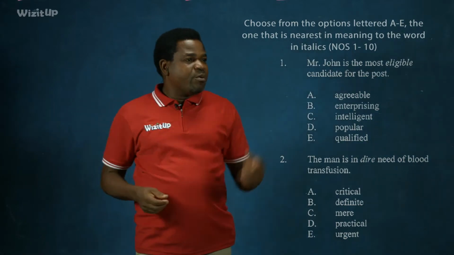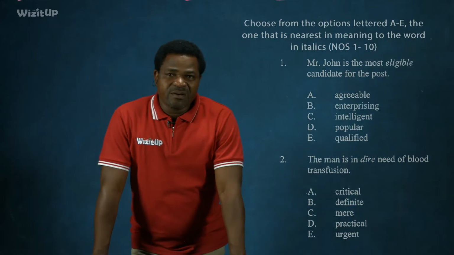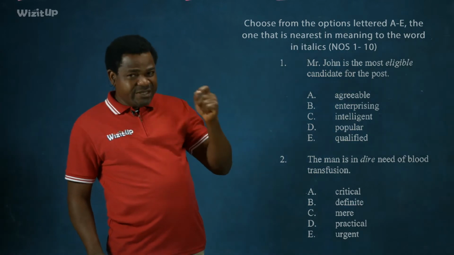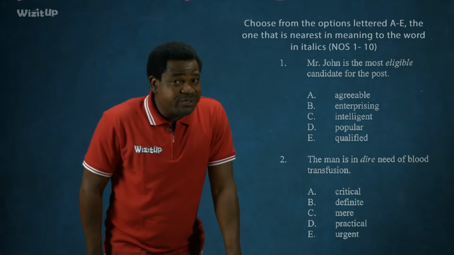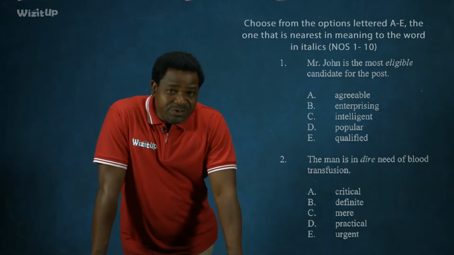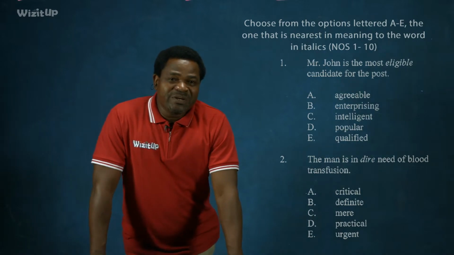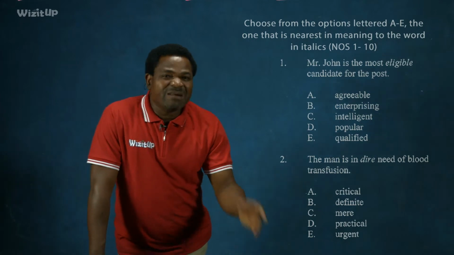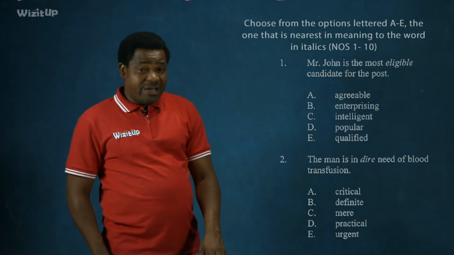So if you look at what we have here, it said Mr. John is the most eligible candidate for the post. If you study the character in number 1, you see that the word eligible is written in italics. It is italicized. And that is the word you are supposed to get a synonym for. Remember, you are not only choosing a word that is nearer in meaning to the other one, you are choosing the one that is more appropriate than the rest of the other words in terms of how the original word is used in the sentence.